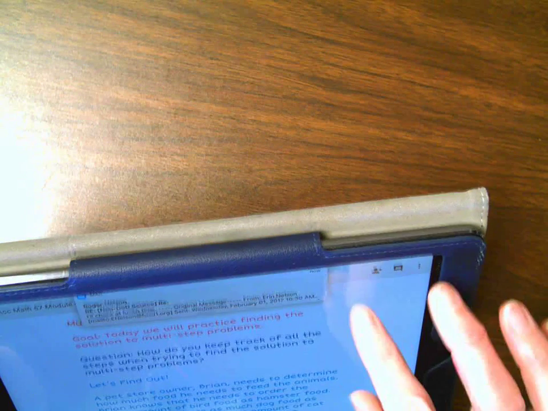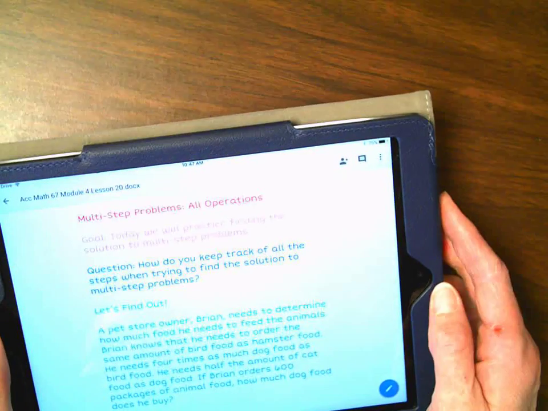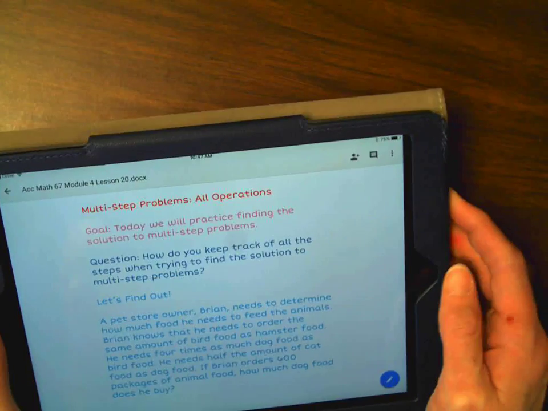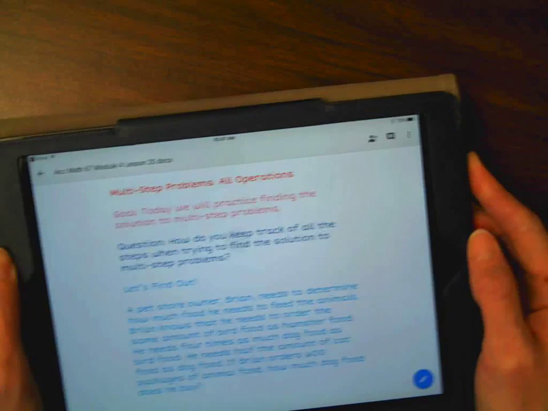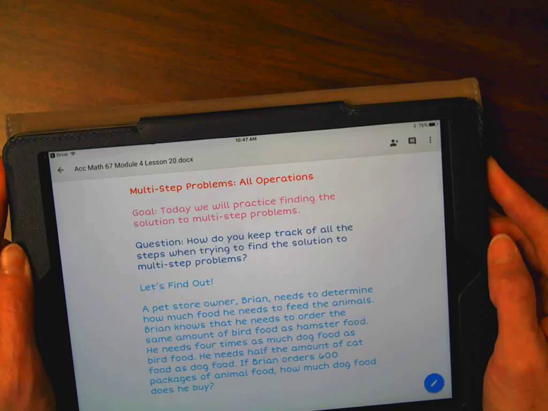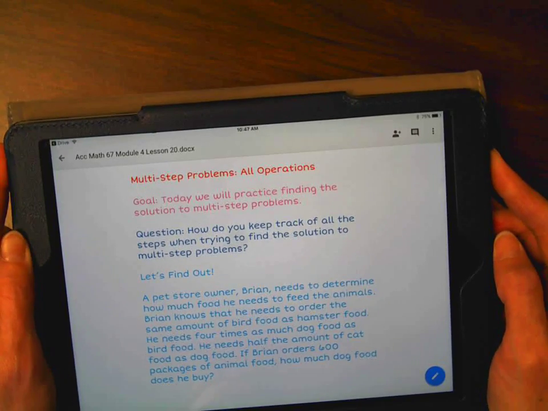Hold on, let me just get that for a second. So we have the notes, and they are right here. Trying to keep the glare off so you guys can see.